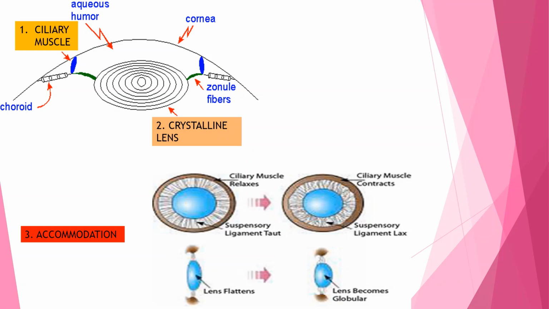What is accommodation? Accommodation means the ciliary muscles contract as the circular ciliary body reduces in size. When this happens, the suspensory ligaments relax and the lens becomes globular. This process is known as accommodation, which adjusts the lens for near vision. Conversely, when the ciliary muscles relax, the diameter of the ciliary body is greater and the suspensory ligament is held tightly so that the lens becomes flatter and adjusts the lens for distance vision.